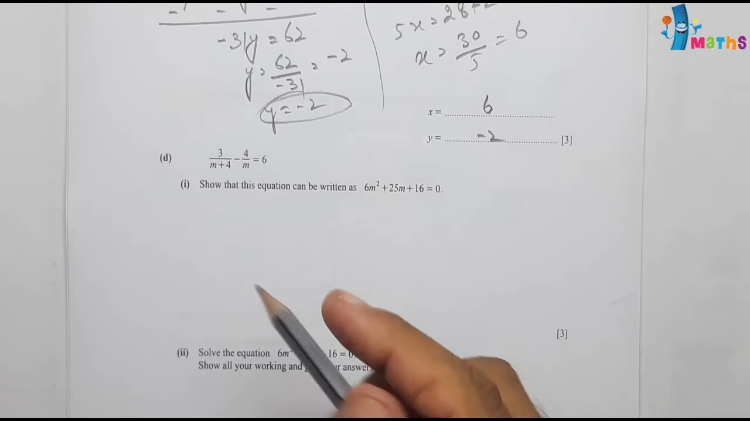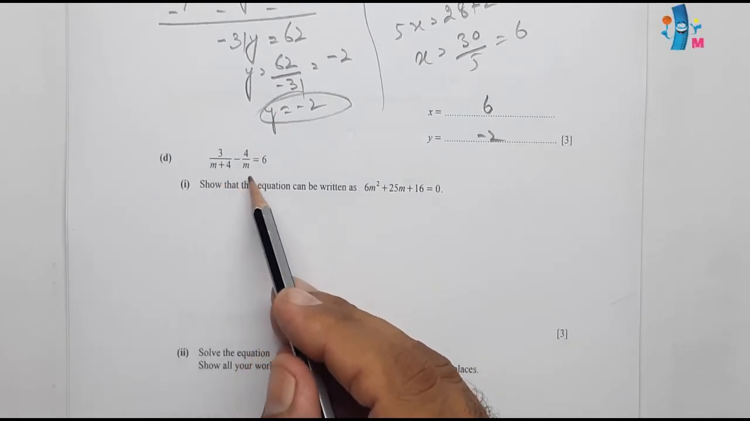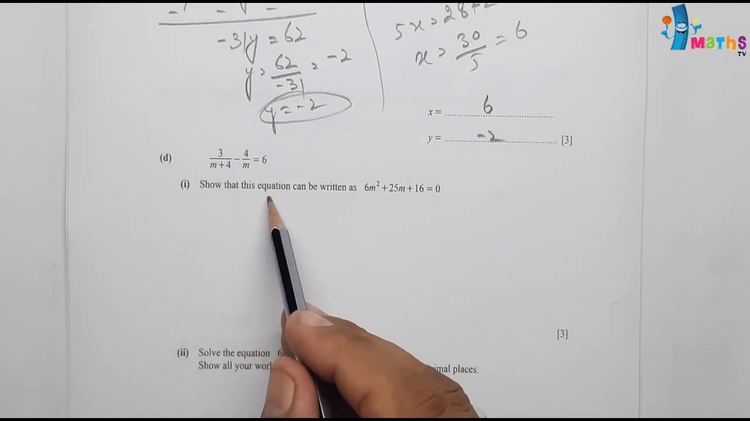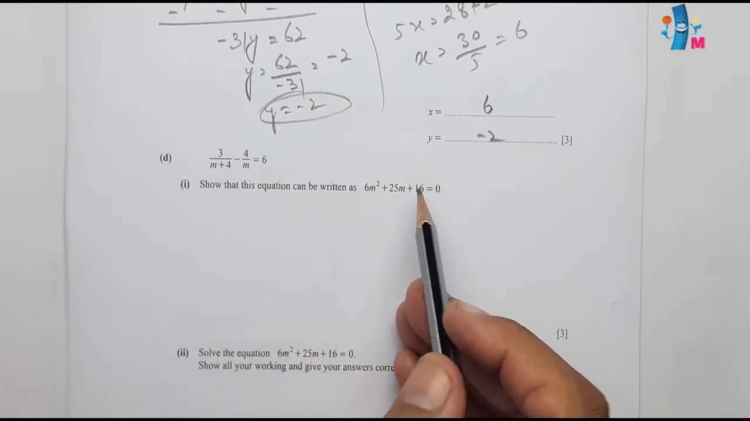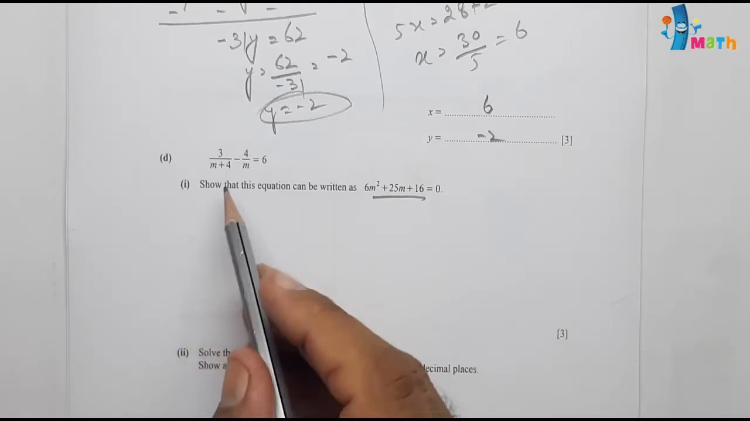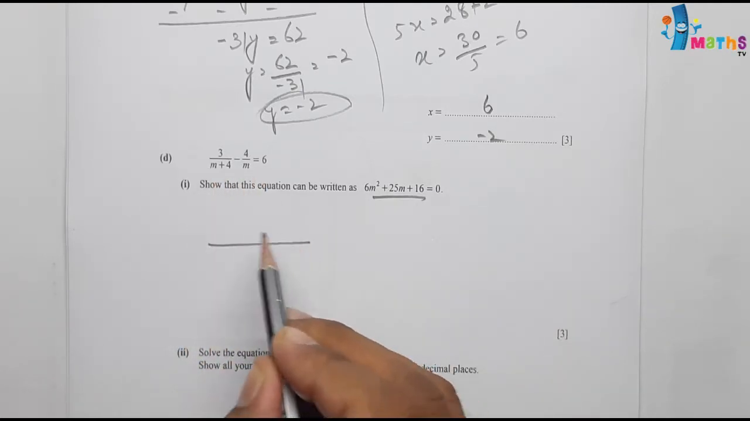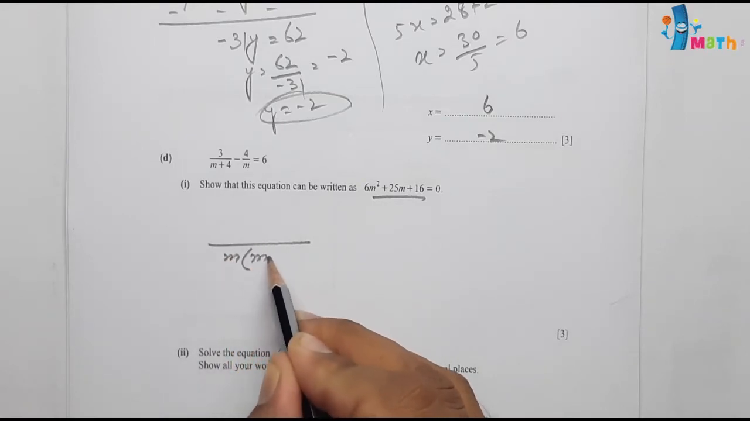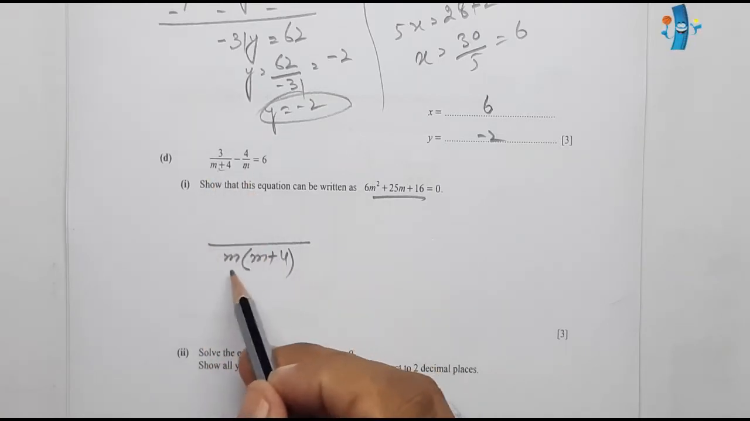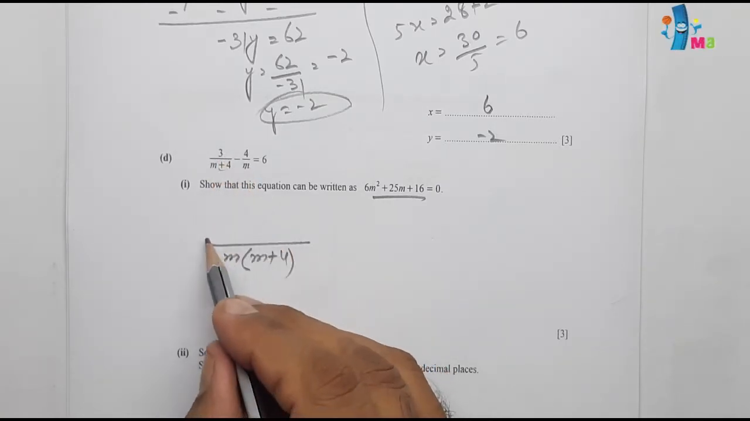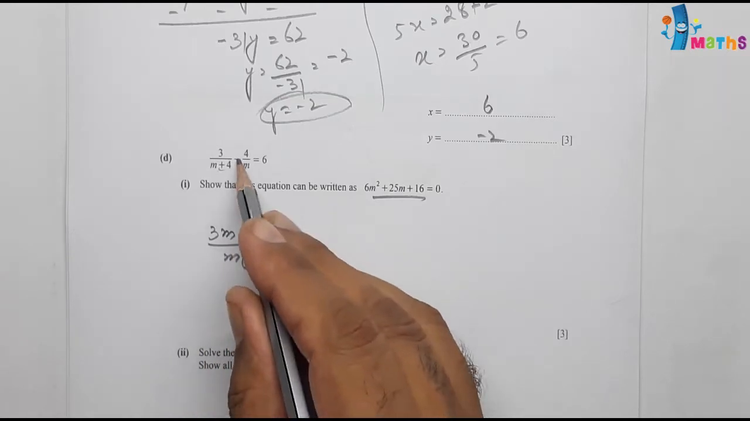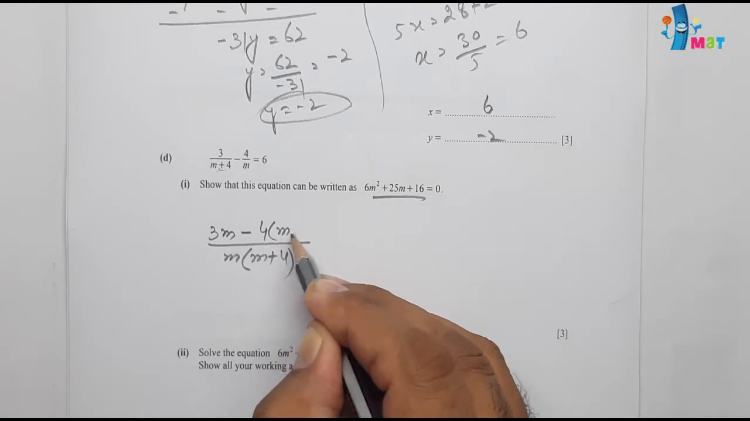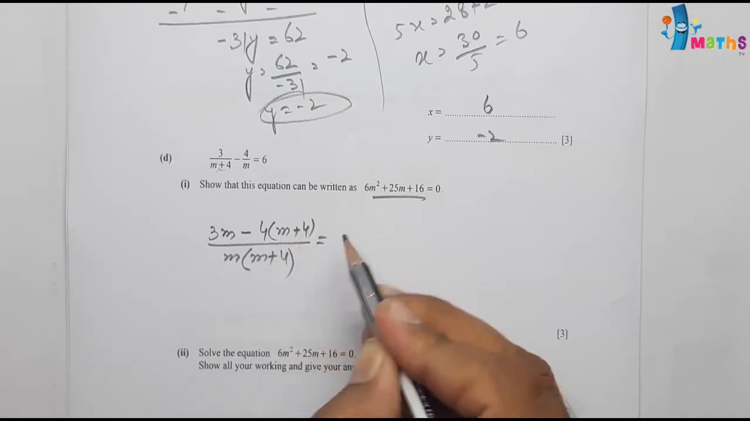Then D part, 3 over m plus 4 minus 4 over m is equal to 6. And we have to show that this equation can be written as this one. So this format, we have to take LCM of this one. So if we take LCM of this, this will be m into m plus 4. These two things I have written over here. So 3 multiplied by m, so it will be 3m, and minus 4 multiplied by this will be 4 into m plus 4 will be equal to 6.